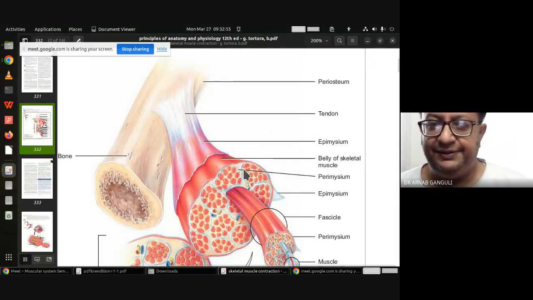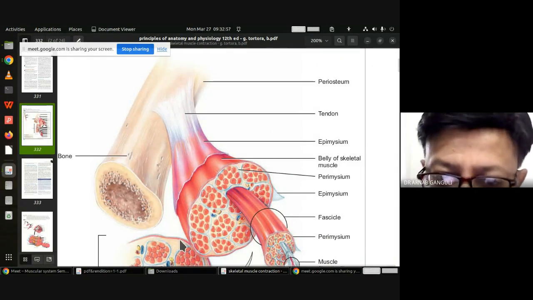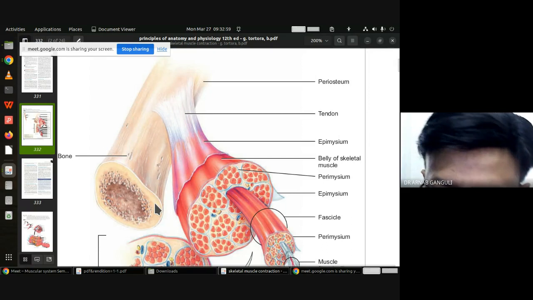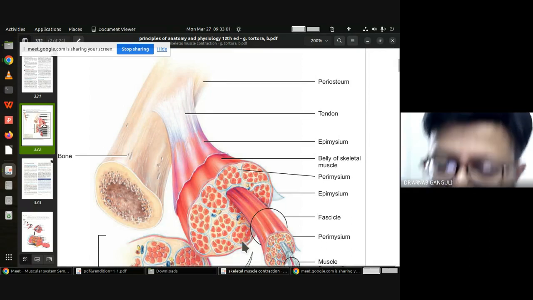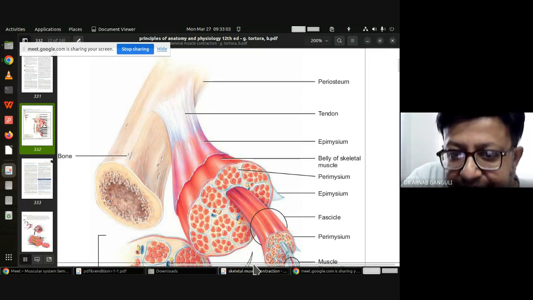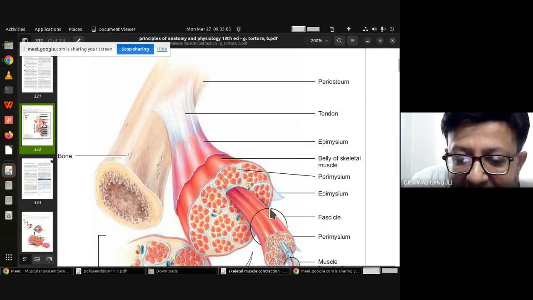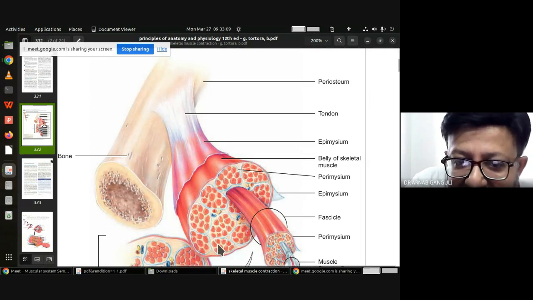So this is the mutton. I am waiting for Eid to come. Okay. So this is the skeletal muscle which comes.